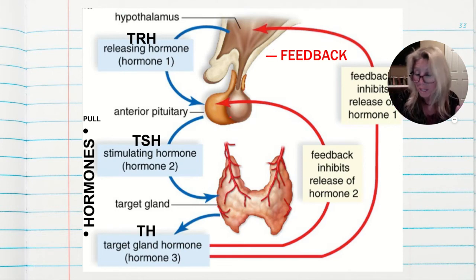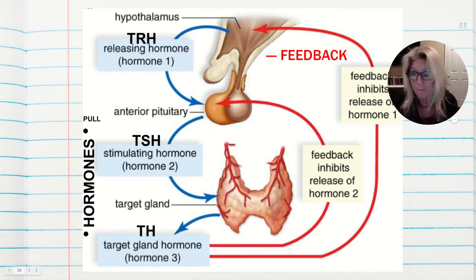So on your notes, example of negative feedback: A, hypothalamus secretes thyroid releasing hormone, and then B, this stimulates the anterior pituitary to release thyroid stimulating hormone, which then stimulates the thyroid gland to secrete thyroid hormone, and that gives negative feedback to both the hypothalamus and the pituitary gland.